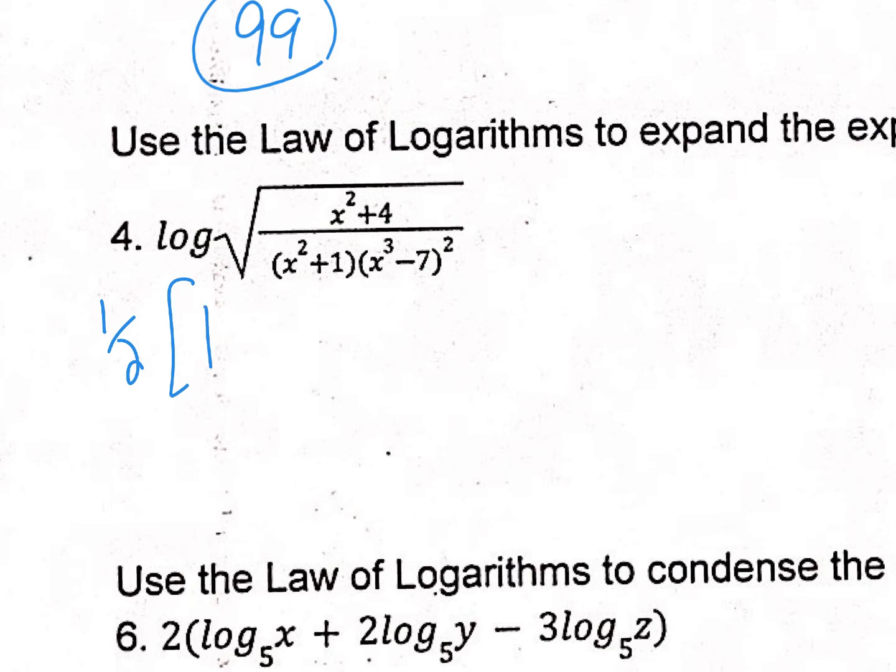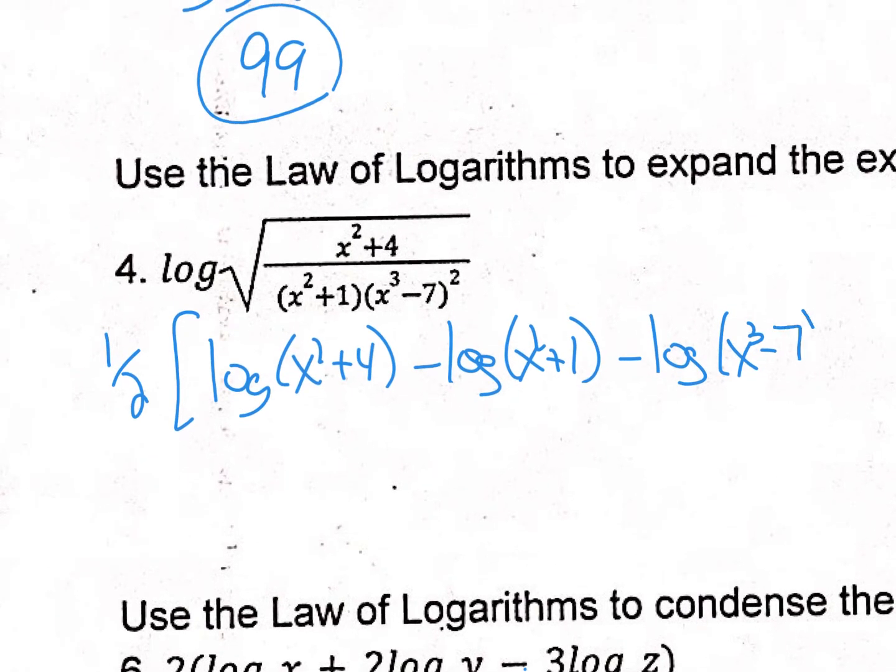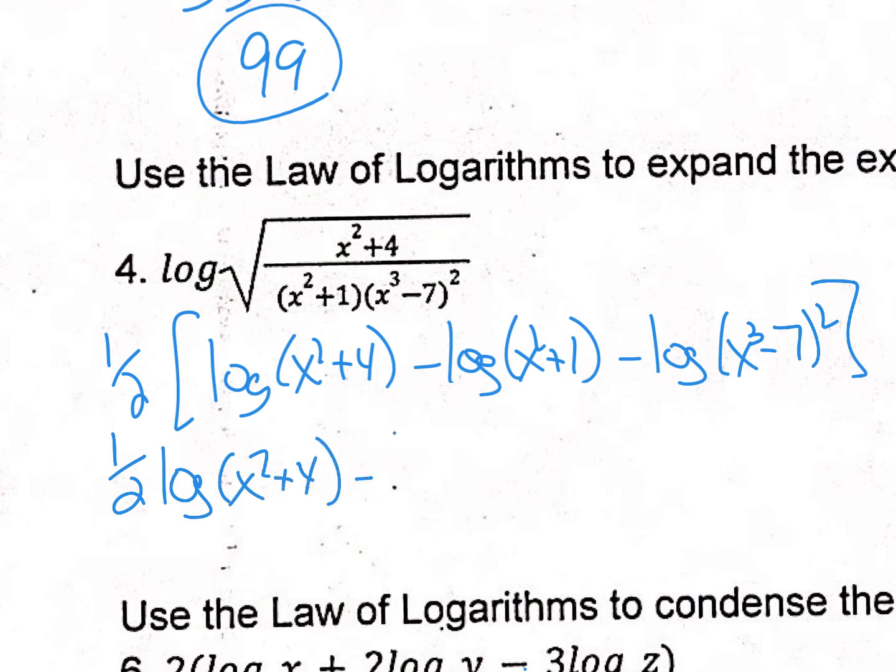So I'm going to do log of the numerator minus log of the denominator. Now, there are 2 things on the denominator, so I'm going to break that up into 2 pieces. Like that. Okay, now I've got the 1/2 in the front, so I'm going to distribute the 1/2: 1/2 log of x squared plus 4 minus 1/2 log. Notice everything in the denominator ends up with a minus sign.